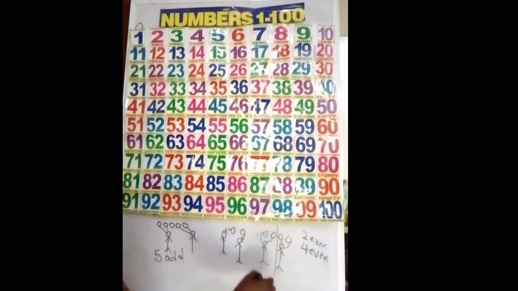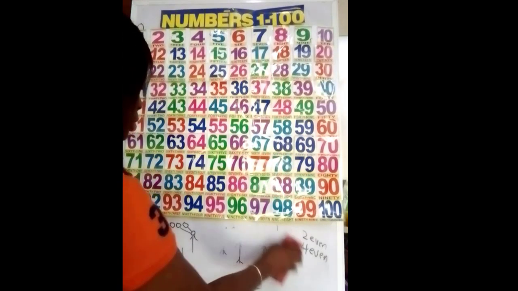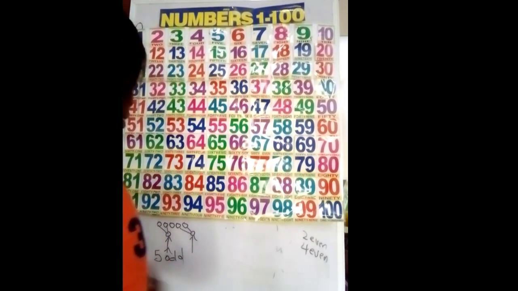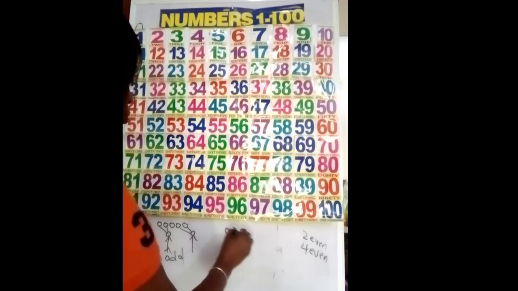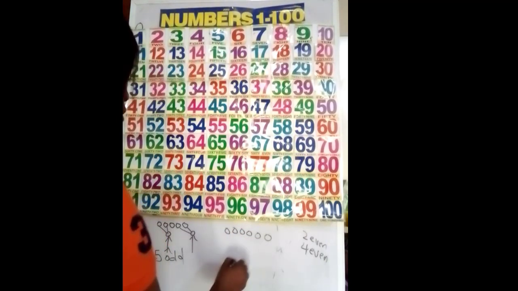And the last number we're looking at is 6. So here we're going to share 6 oranges among these 2 guys. 1, 2, 3, 4, 5, and 6. So we have 2 stick men as usual.